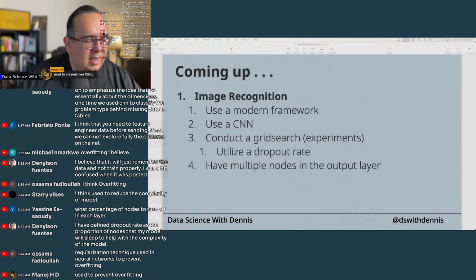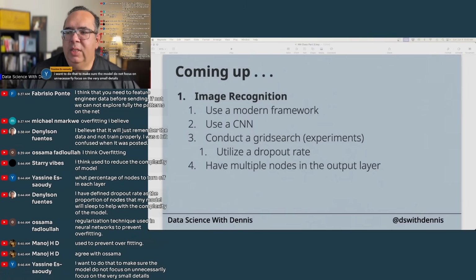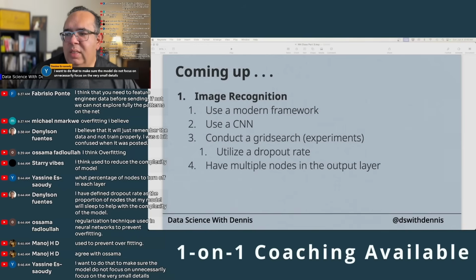Yeah, yeah. See, so Starry Vibes and Denelson, that's kind of where you lost me, because I don't view it as complexity. I view it as the overfitting. Right? So Manoj says agree with Osama. Yeah, and Manoj, I think Osama would also agree with you. Yassine says, I want to do that to make sure the model does not unnecessarily focus on the very small details.